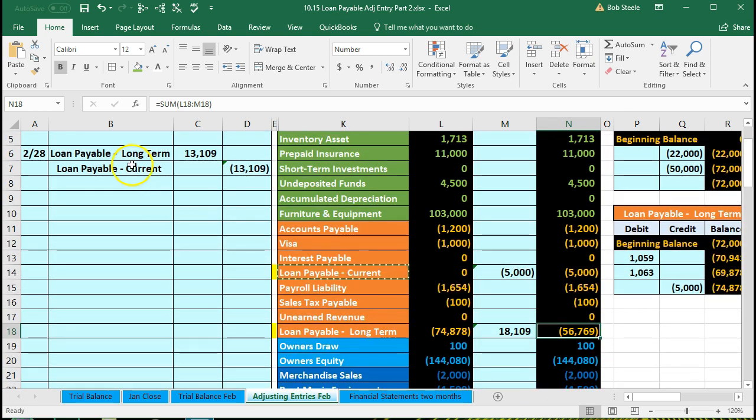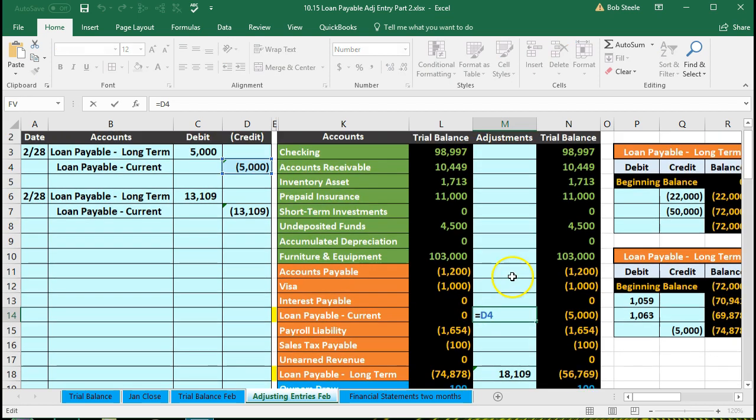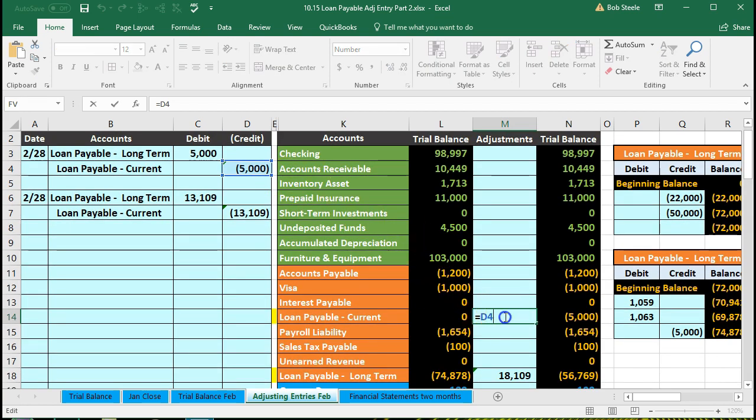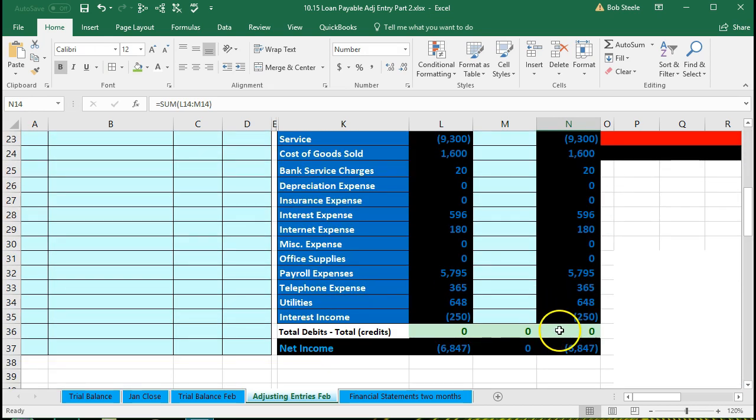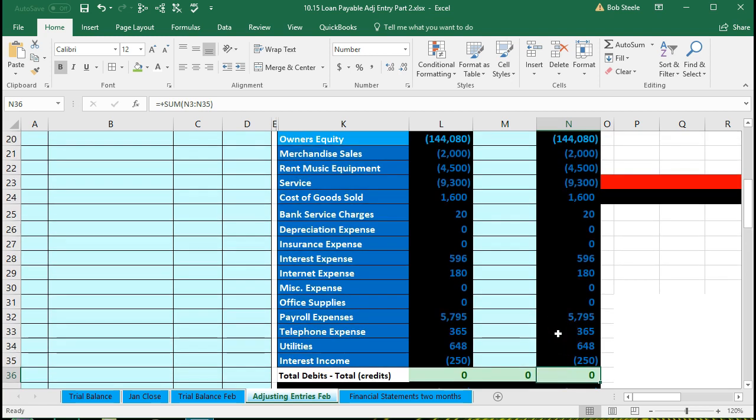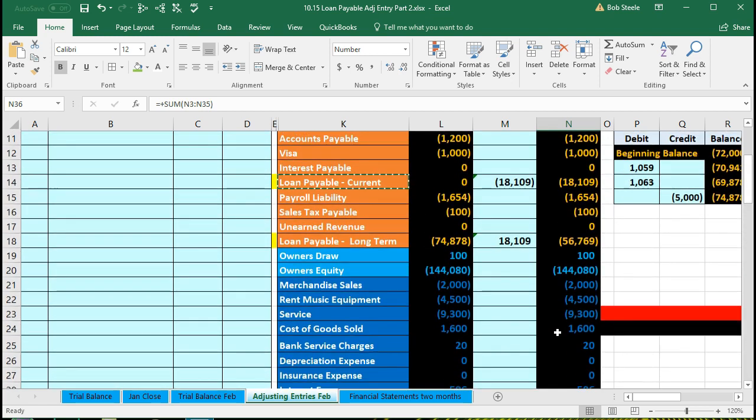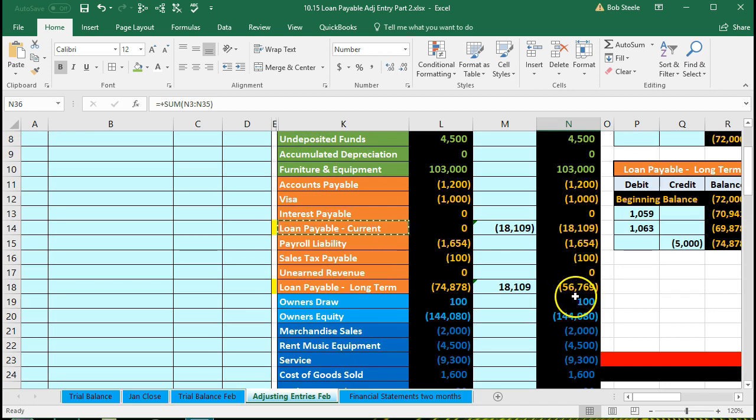We're going to record the second portion then in the current portion here. So that's going to be going here in M14. There's already something in it. So once again, we're going to double-click on it. It's already picking up D4. We're going to go to the end of D4 and say plus, and then point to this 13,109, which is going to bring this 5,000 up by 13,109 to 18,109. So there's the 18,109, and that brings us back in balance down here. No effect on net income from this adjusting journal entry. All we're doing is breaking out the current portion and the long-term portion.